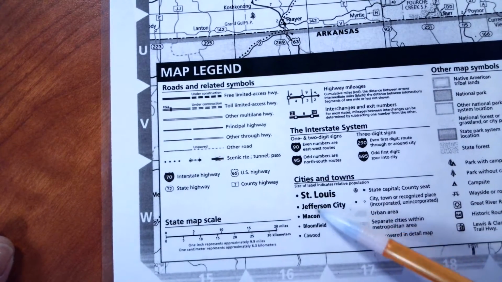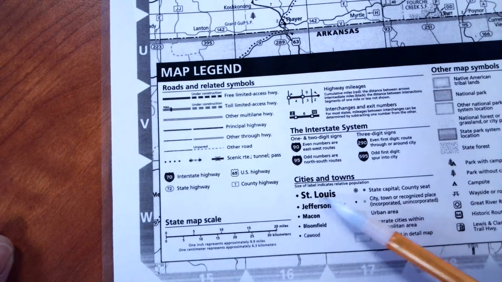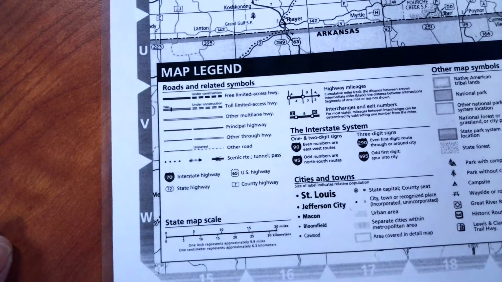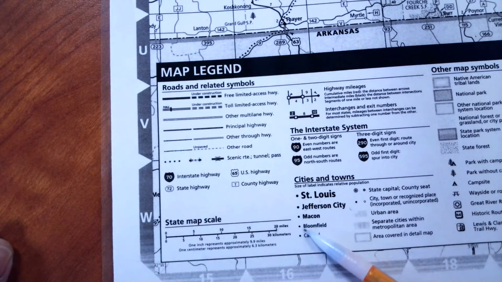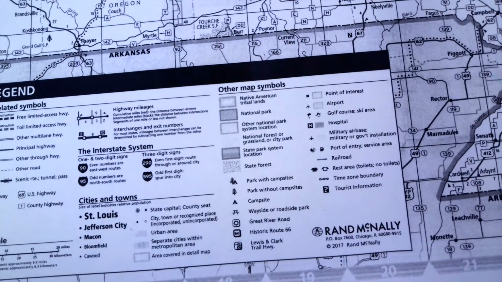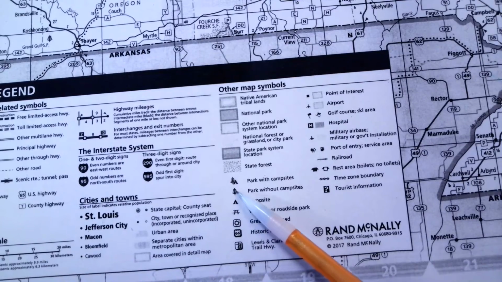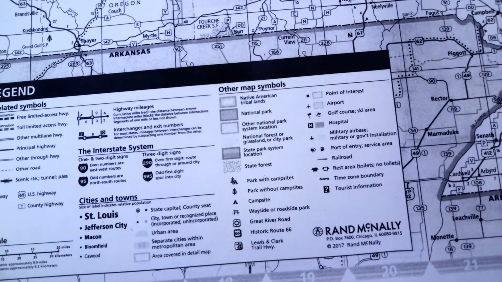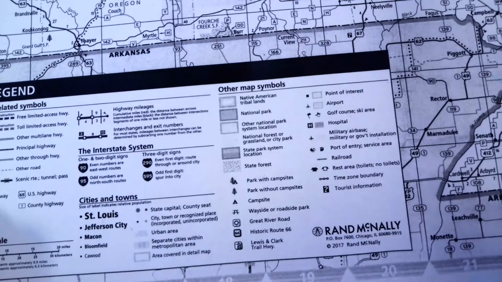And then lastly, our cities. If it's really bold, that just means it's a really big city. If it's really small, it's a really small city. And then the dot just indicates the location. You could look at all the other symbols. Campsites have a little tent. Park has a tree. Park with campsites has a tree with a tent. But that's not important for our assignment.